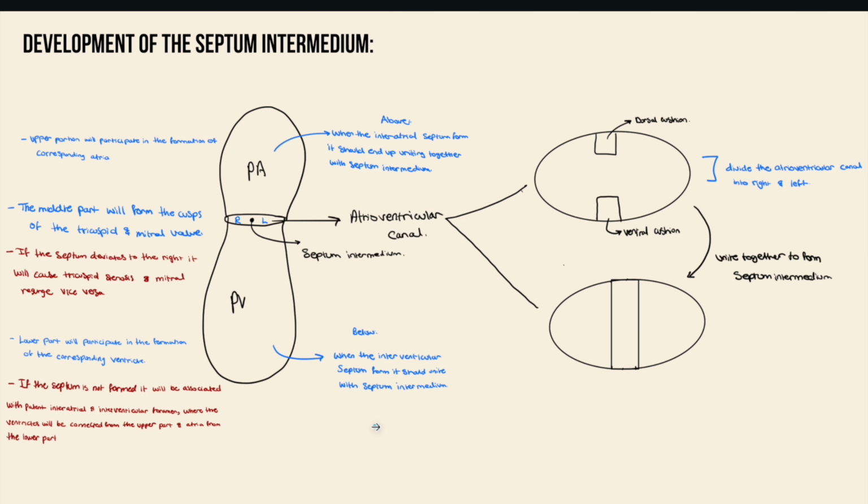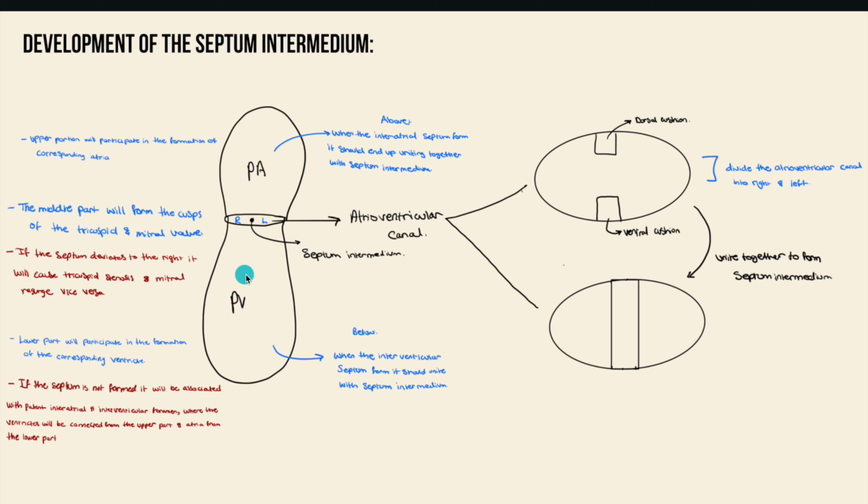Before we quickly discuss the atrial septum, we need to understand how an important structure called the septum intermedium is going to form. So basically, as a quick orientation, this is going to be our primitive atrium and this is going to be our primitive ventricle. Between the primitive atrium and the primitive ventricle, a small canal is going to be present which is going to connect both areas together. This canal is going to be called the atrioventricular canal.